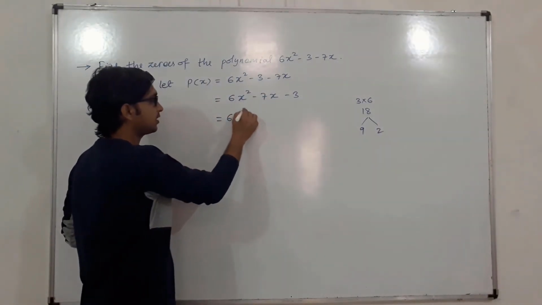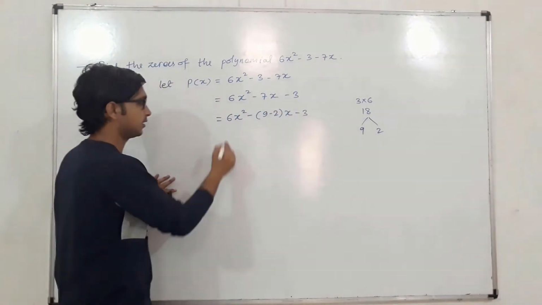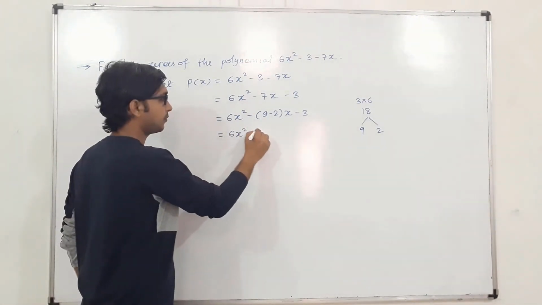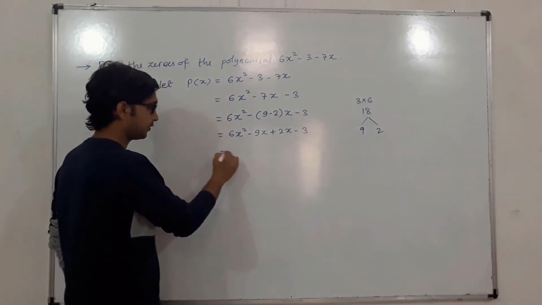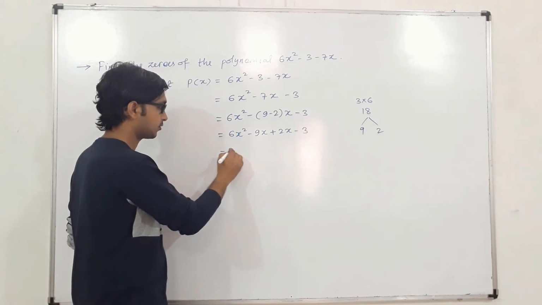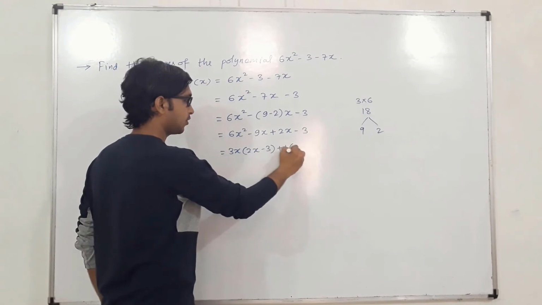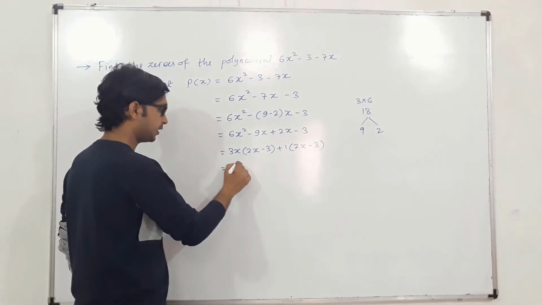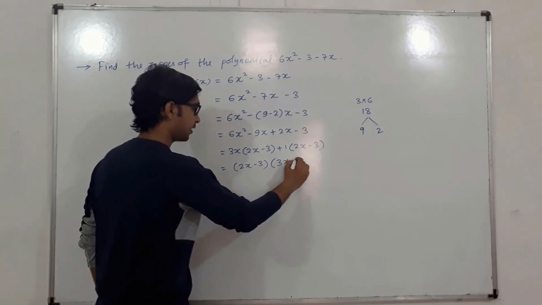So we can write here 6x square minus 9 minus 2 into x minus 3. So we'll write here 6x square minus 9x plus 2x minus 3. So we can take common 3x from the first two terms. When we take 3x common, then we get here 2x minus 3, and from the other two terms we take common 1. So we get here 2x minus 3. From these two terms we take common 2x minus 3 and the remaining is 3x plus 1.